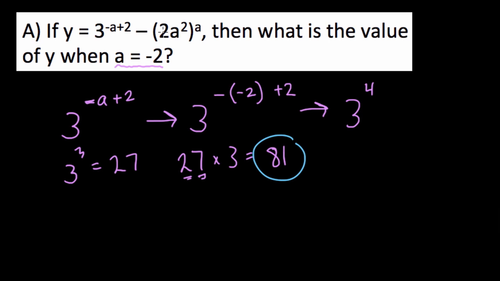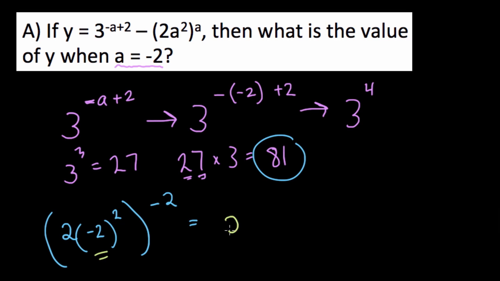And we're subtracting 2a squared to the a power. So what's going to happen here? Well, we have 2 times -2, squared. And that's being raised to the -2 power. Okay, well, let's break this down in pieces. First of all, let's square -2. -2 squared is equal to -2 times -2, which is a positive 4. So we have 2 times 4, and that is being raised to the -2nd power.